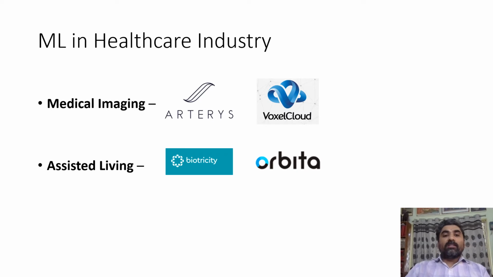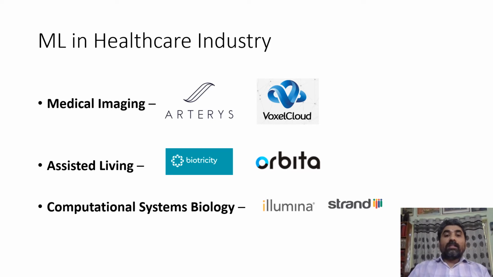Similarly, the other case where there is a lot of success is that of assisted living, where the idea is to continuously monitor maybe disabled or old age citizens, or to assist them using speech recognition based applications, and so on and so forth. Again, this can be attributed to the success of machine learning in vision and speech related domains.